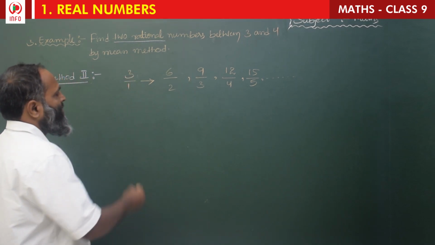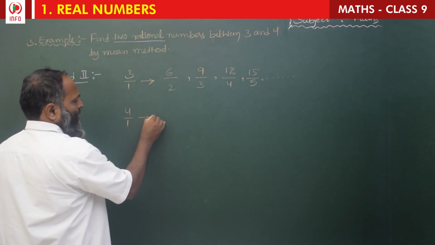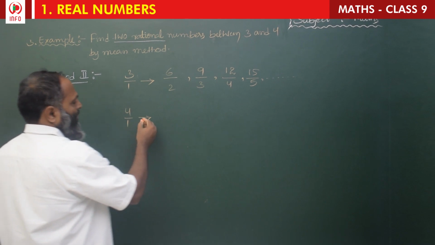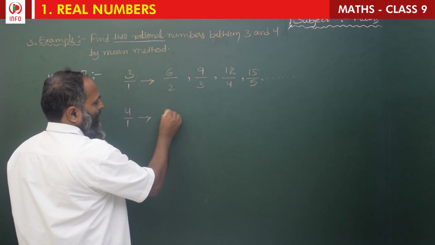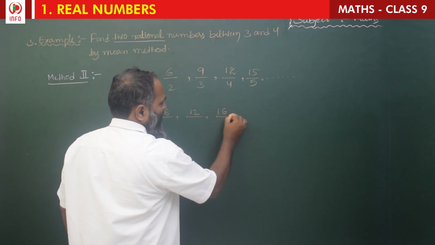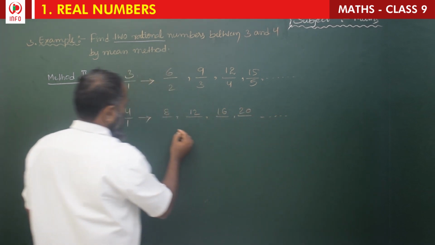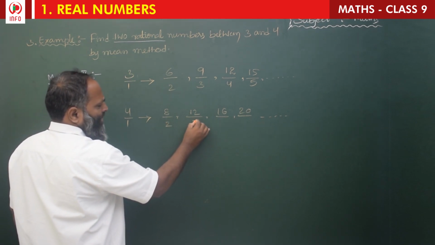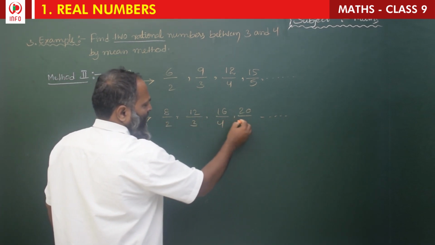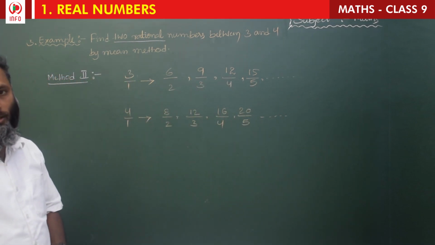In the same way, the next number is 4. There is no denominator, meaning by 1. Now multiply with the same number: 4 2's are 8, 4 3's are 12, 4 4's are 16, 4 5's are 20, and so on. Here 1 2's are 2, 1 3's are 3, 1 4's are 4, 1 5's are 5 and so on. So these are like fractions.